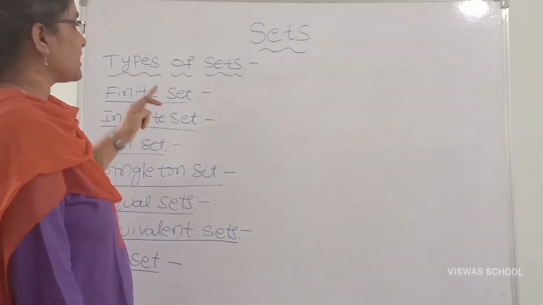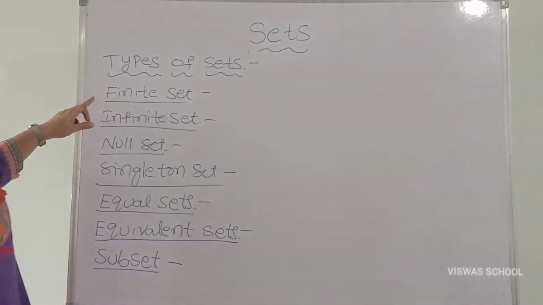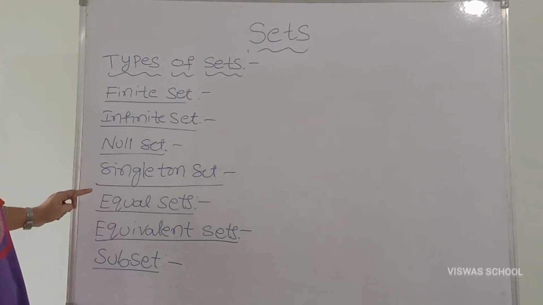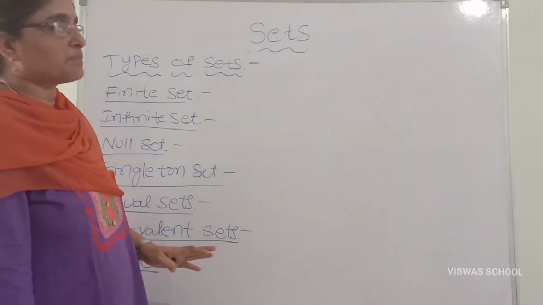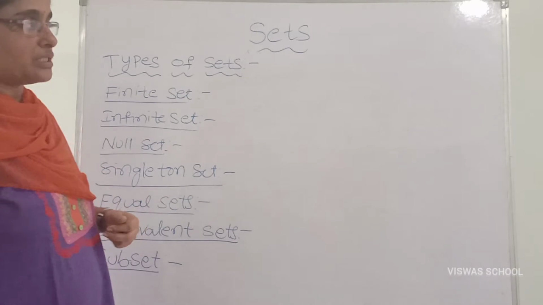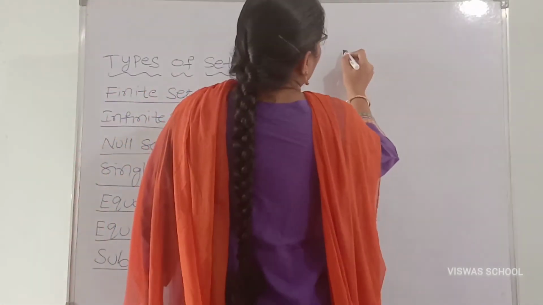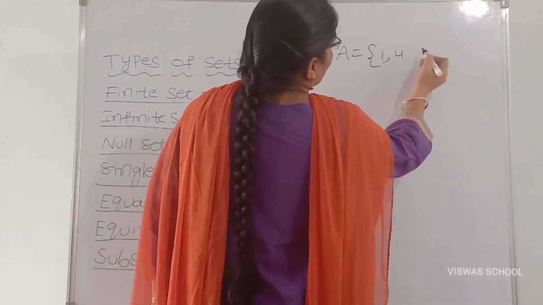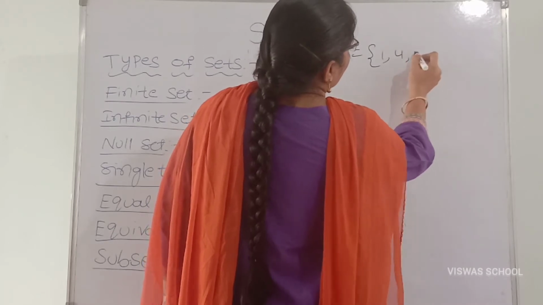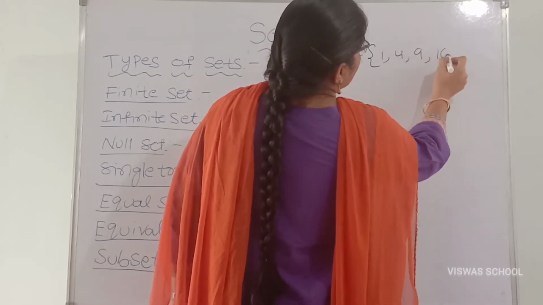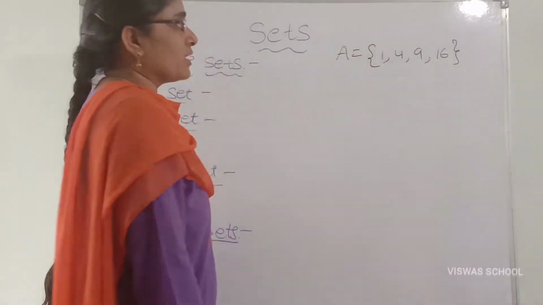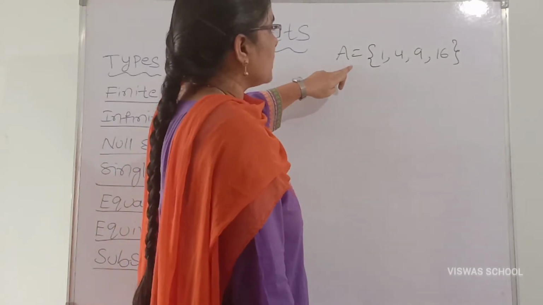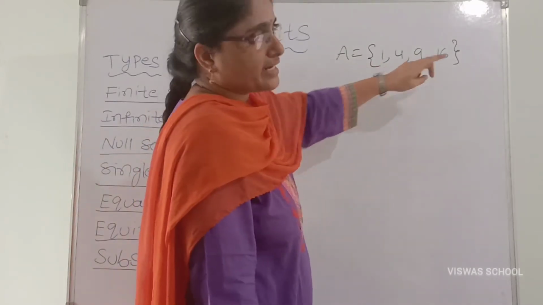Next one is types of sets. Here we have finite sets, infinite sets, null set, singleton set, equal sets, equivalent sets and subset. Before discussing this, see once. For example, I have A equals 1, 4, 9, 16. That is, A equals 1, 4, 9 and 16.